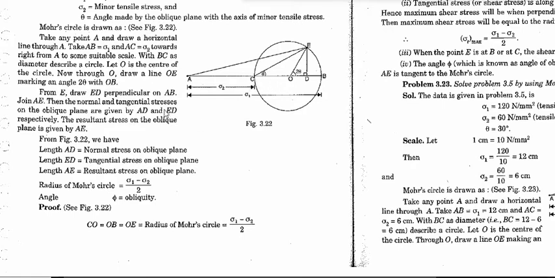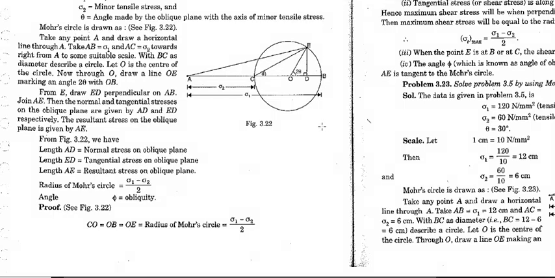For that, this is sigma 1. Just subtract sigma 2 from sigma 1, then you will be left with the diameter, and when you divide by 2, you will have the radius, that is CO or OB. Okay, so this you have obtained from here.